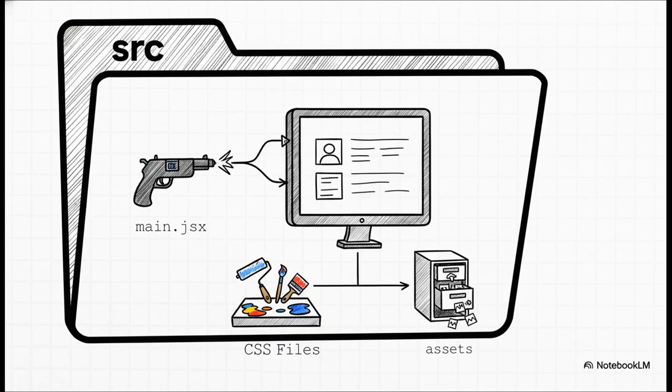Okay, so now we're really inside the src folder. Let's meet the key players. You've got main.jsx. Think of this as the ignition key. It's the file that starts the whole engine. Its one job is to get App.jsx up and running. And App.jsx, that's your main component, the big boss, the top of the food chain. You'll also see your CSS files for making things look good and an assets folder for stuff like images. This right here is mission control.